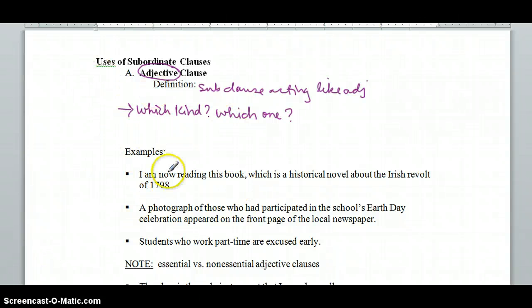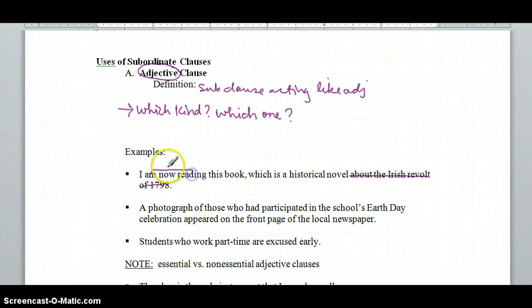So when I'm looking at sentences, I initially go through and I mark my subject and verb pairs. Then I go back and try to determine which is the independent and which is the subordinate. So: I am now reading this book, which is a historical novel about the Irish Revolt of 1798. Now, prep phrases can't contain subjects and verbs, so I'm just going to very lightly cross it off. They can be in a clause, but they can't contain those subjects and verbs. So it helps just eliminate what I'm looking for.